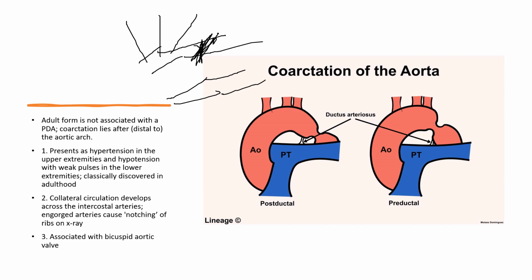So what will happen is that the blood going to the upper limb and head and neck will be oxygen rich, and there will be high pressure in the upper limb and the head and neck. When we measure the pulse in the upper limb versus the lower limb, we will find that the pressure in the upper limb is high, which we call hypertension, and the pulse in the lower limb will be weak. So it presents as hypertension in the upper extremity and weak pulse in the lower extremity, classically discovered in adulthood. Collateral circulation develops across the intercostal arteries. Engorged arteries cause notching of the ribs on X-ray. It is associated with the bicuspid aortic valve.